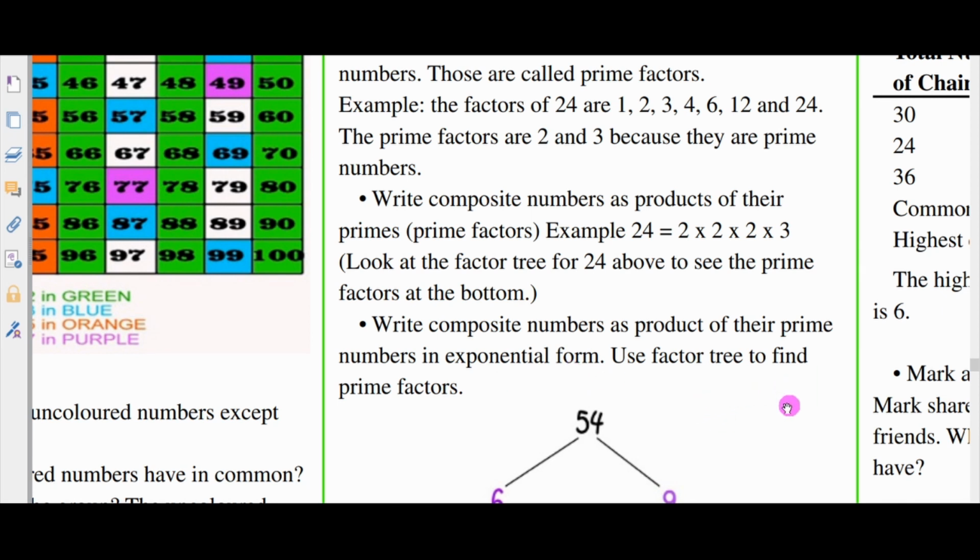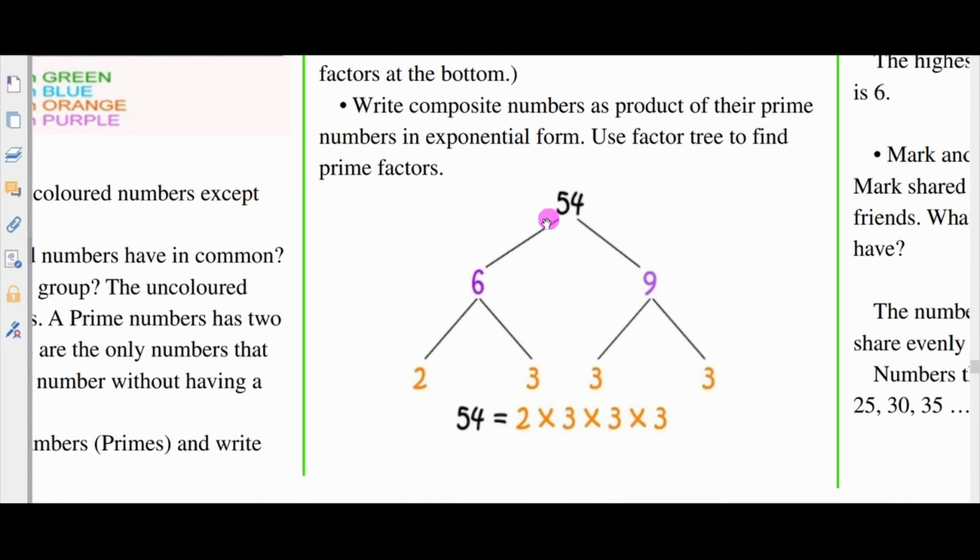Now we're going to use the factor tree to find the prime factors. So we have 54. Now 54, we could say 6 times 9 would give us 54, but the 6 can be broken out into 2 and 3, and the 9 could be broken out into what? 3 and 3. So at the base of this tree, we would have what? 2 by 3 by 3 by 3. So here it is. 54 as a product of its primes would be 2 times 3 times 3 times 3. So 54 is at the top of the tree, while the prime numbers would be at the bottom here.